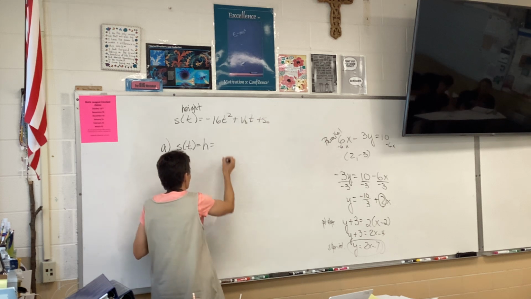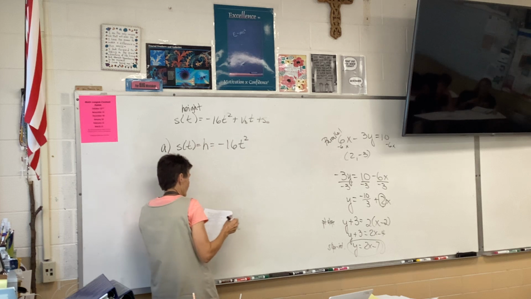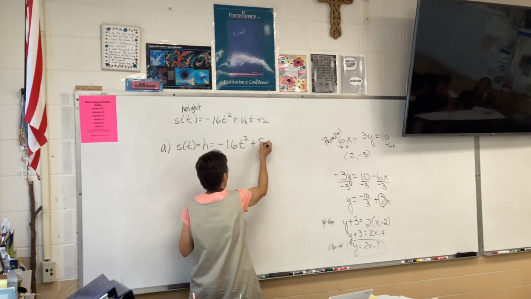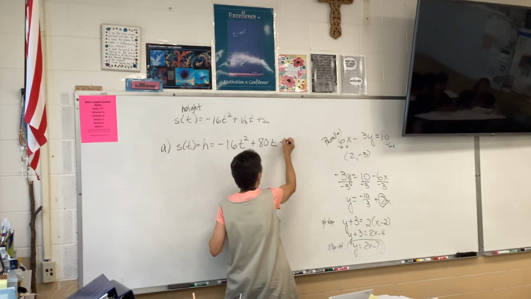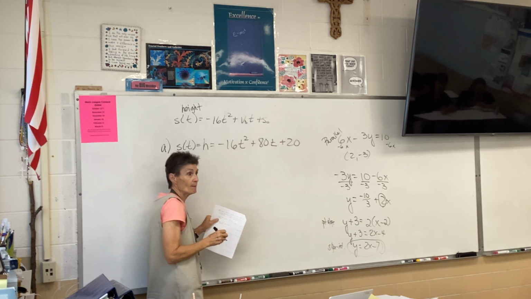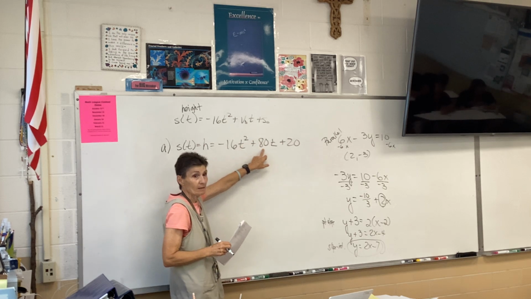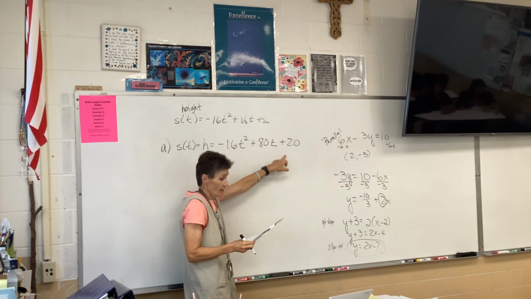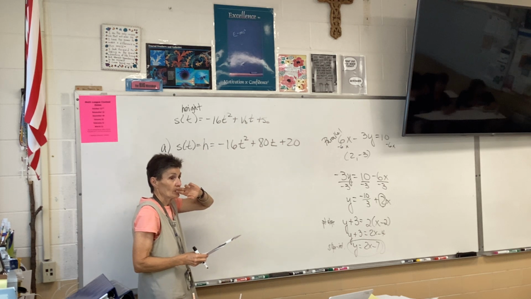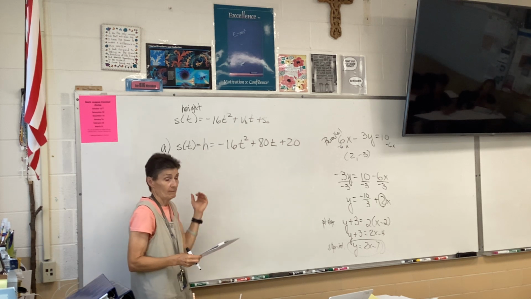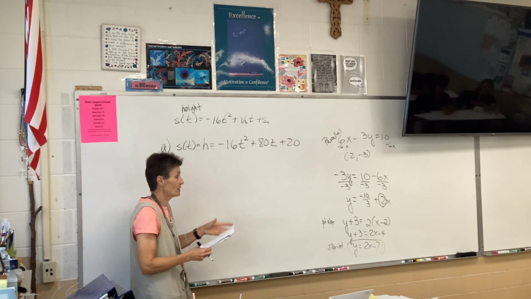All right, what's it gonna be? Negative 16t² always, and then what? Plus 80t plus 20. Everybody okay with that? Remember, this is v, your velocity, and that's your initial height, a 20 feet tall building. All right, that's question A, done. You get points for that. Easy, just plug in the numbers.